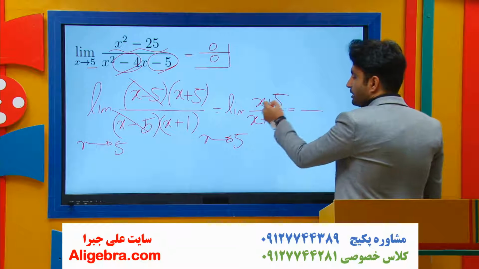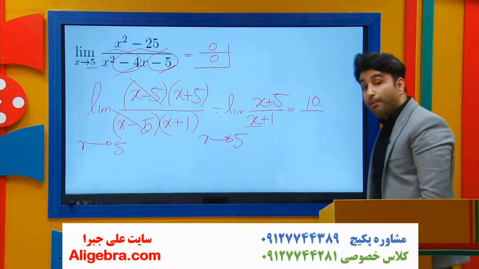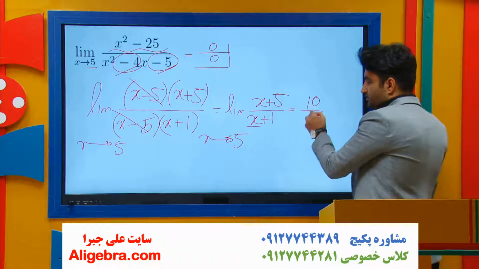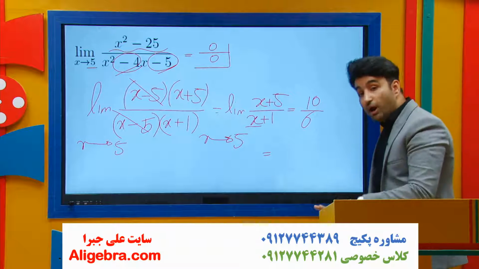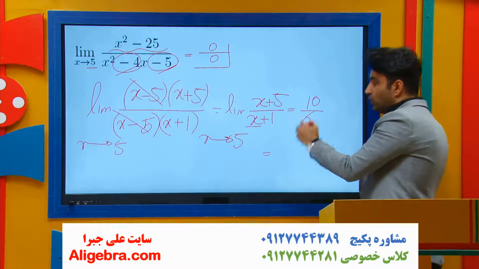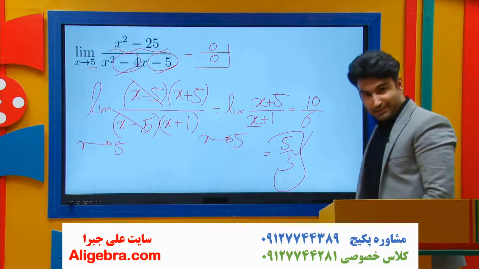Replace x on top with 5 gives me 10. Replace x on the bottom with 5 gives me 6. I can reduce the fraction by dividing top and bottom of the fraction by 2, which gives me 5 over 3. Did you get it? Is it easy? Very good.